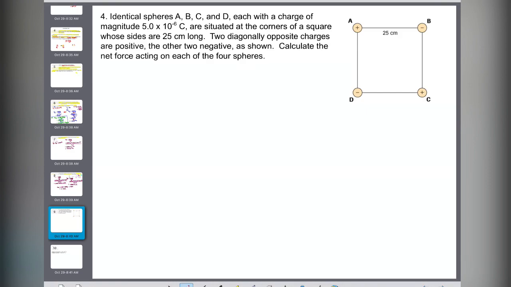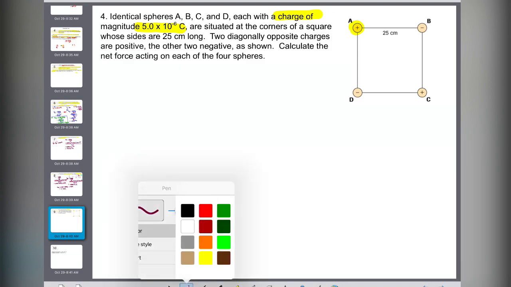Identical spheres A, B, C, D with a charge magnitude of 5 times 10 to the negative 6, situated at a corner of a square whose sides are 25 centimeters long. Two diagonally opposite charges are positive, the other two are negative as shown. Calculate the net force acting on each of the spheres. Okay, I'm not going to do each of them. Let's just pick one. I'm just going to do this guy.